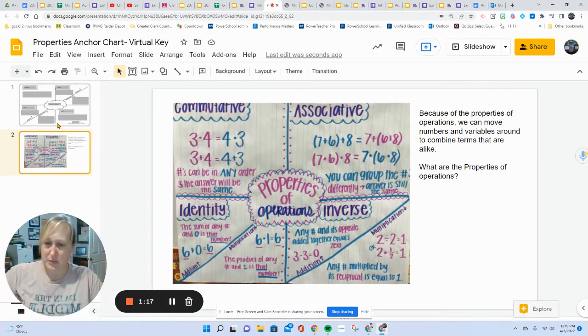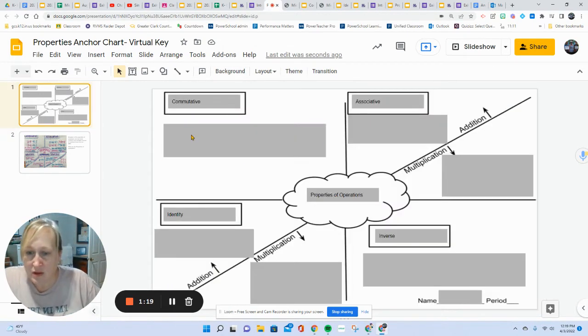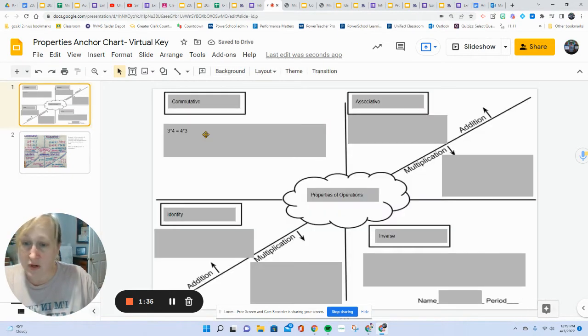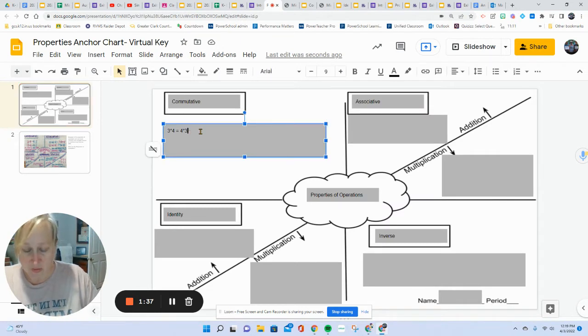And we're going to give some examples. So 3 times 4 also equals 4 times 3. And it also says 3 plus 4, 4 plus 3. So I'm going to do the same thing. 3 plus 4 equals 4 plus 3. There are a couple of little rules that go with it.